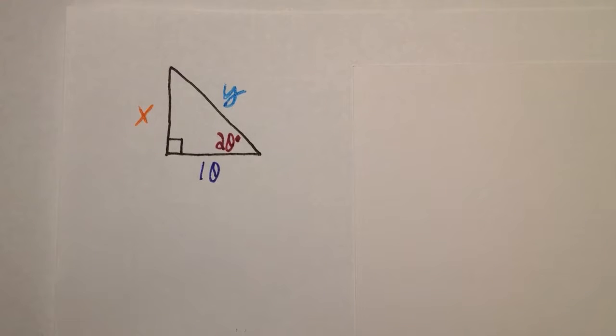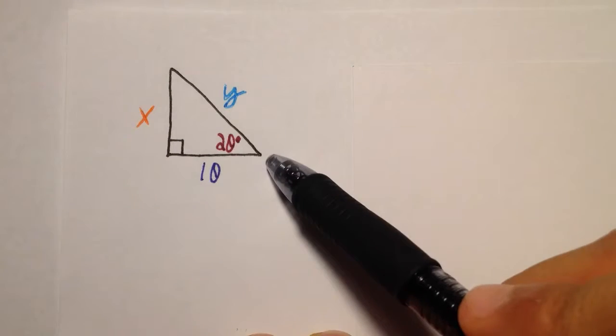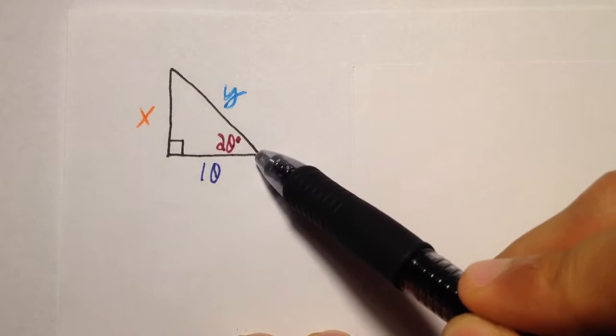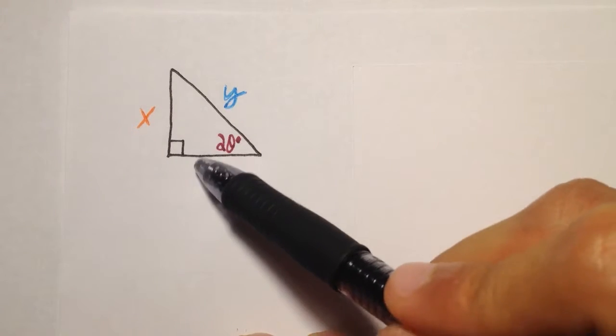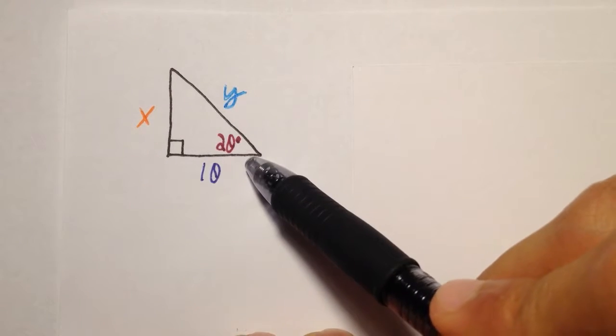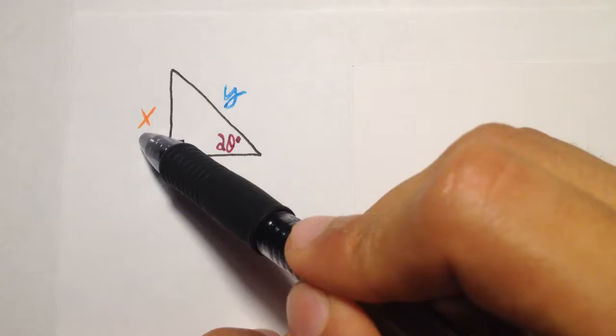The great thing about trig is that there's more than one way to get your answer, and it will still be correct. So let's say right here that I have this triangle, and they give me 20 degrees for this angle and 10 for this length of the leg. How would I go about solving for x?